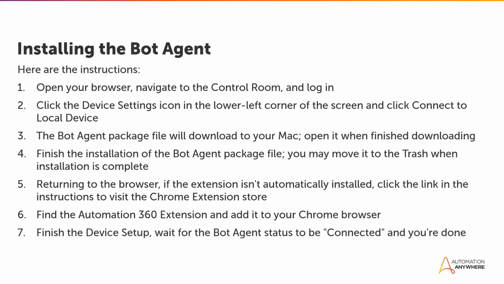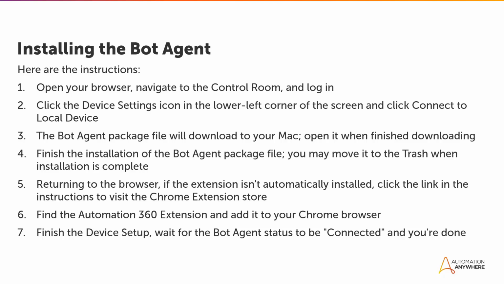First, we open up our browser, navigate to the control room and log in. Then, we'll click the device settings icon in the lower left corner of the screen, and then click the button that says Connect Local Device. This will cause the bot agent package to automatically be downloaded to your Mac, and you can just open it when it's finished downloading. Step through the installation of the bot agent, and then at the end, it'll ask you if you want to move that to the trash, and you're welcome to do so.